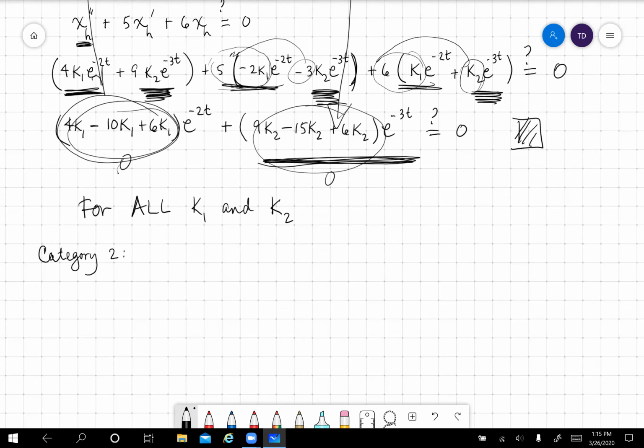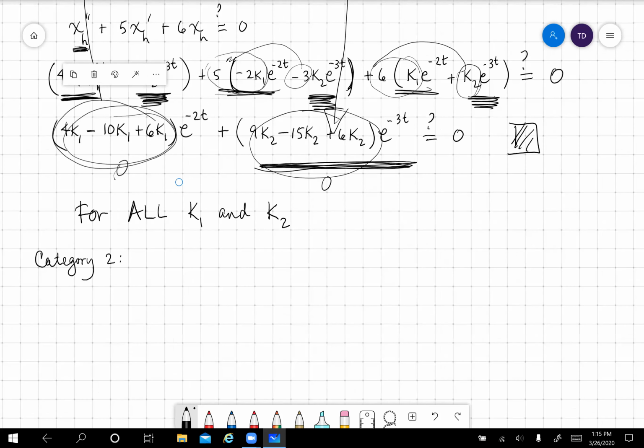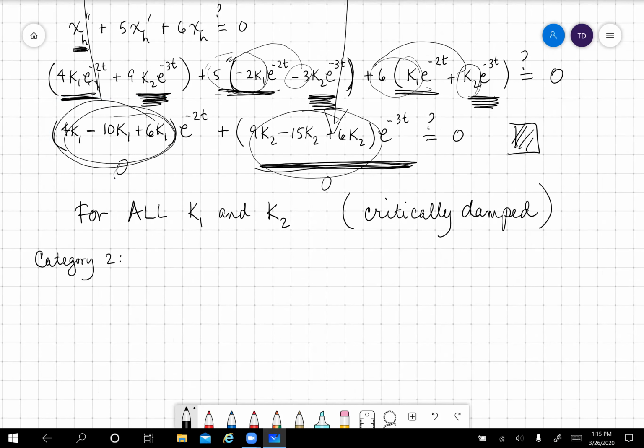So up here, let me tell you, I haven't told you yet. We call this situation, category 1, real repeated roots, critically damped. You don't know why it's critically damped. I'm telling you, it's called critically damped. So when we have real repeated roots, we have a critically damped situation.